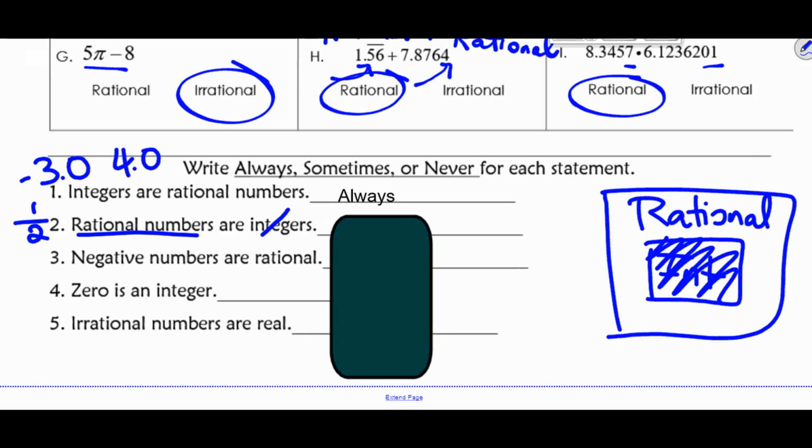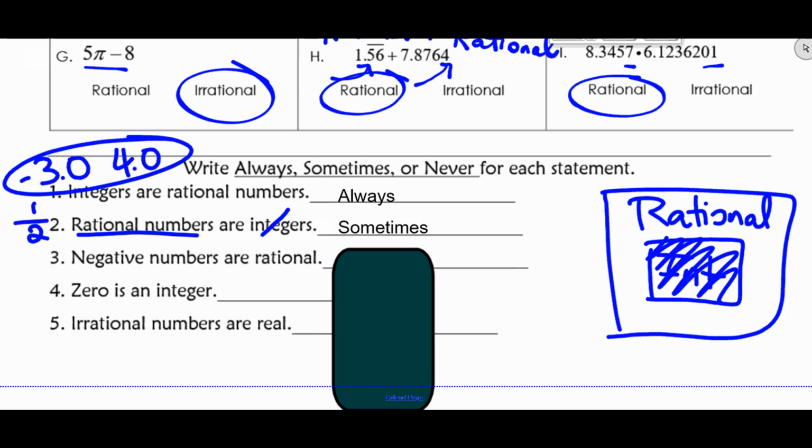There's sometimes when it happens, though. These examples up here are examples where rational numbers are actually integers. But it's not every single time. That's a sometimes. Same thing with the next one. There's some negative numbers that are rational, but some are irrational, like negative 5. But negative 3.5 is rational. That happens sometimes. There's some negative numbers that are rational and some that are not.